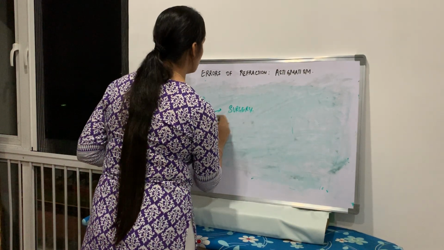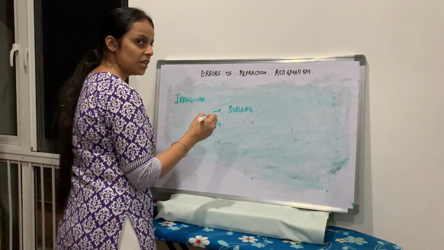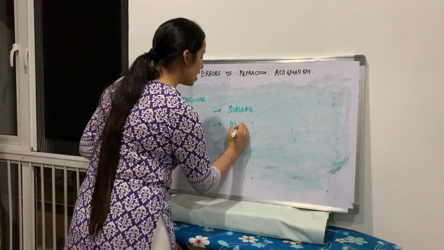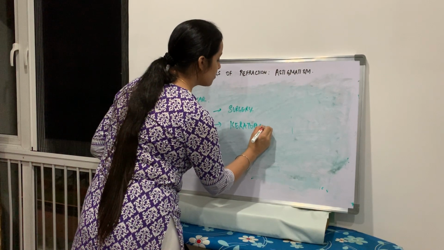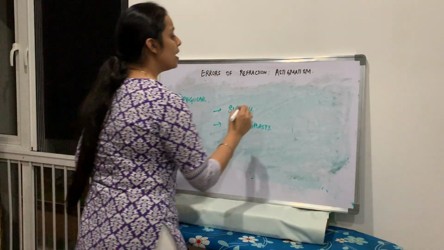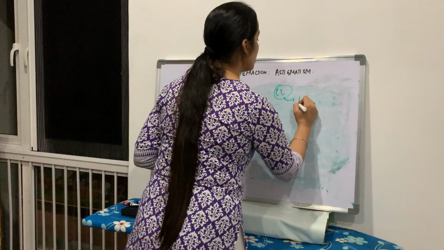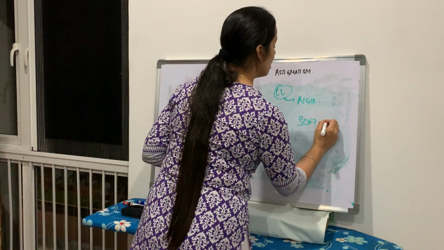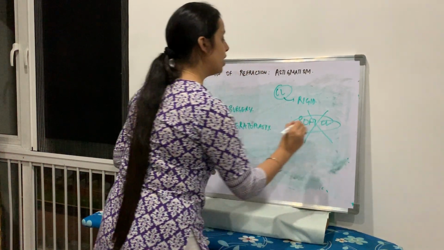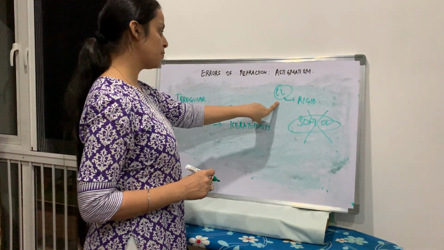Or you can replace the surface. You can actually replace the cornea. You can do a keratoplasty. Contact lenses, if it's not very irregular, you can use a rigid contact lens, but a soft contact lens is a big no. It is not going to help at all. So at max you can give a rigid contact lens.